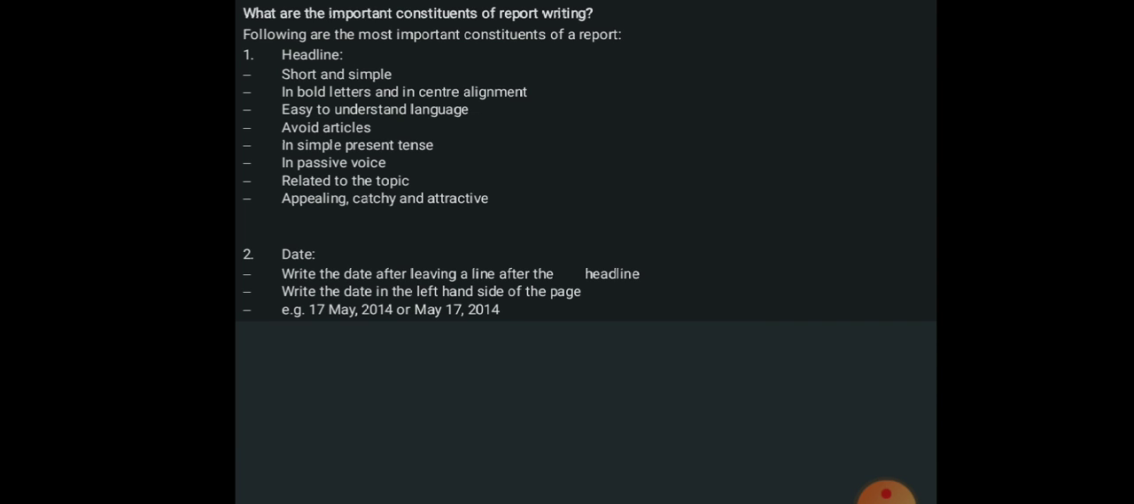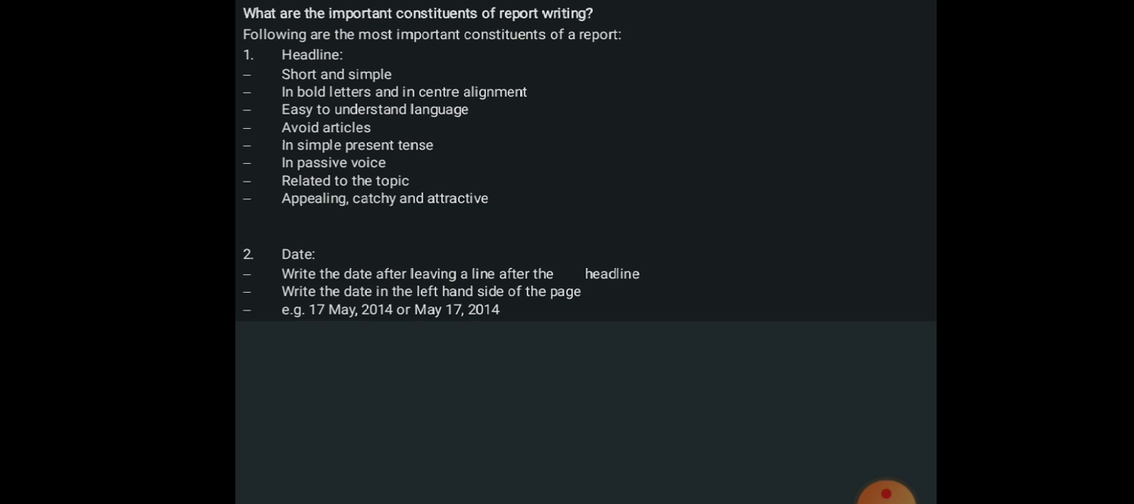So what are the important constituents of report writing? The first one is headlines. The headline should be very short and simple. It should be written in bold letters in a center alignment. It should be in a language that is very easy for everyone to understand. You should avoid a number of articles. It should be in the simple present tense. It should be in the passive voice, the headline. The headline should be related to the topic, and it should be appealing, catchy and attractive. Usually the content of the report is written in the past tense.